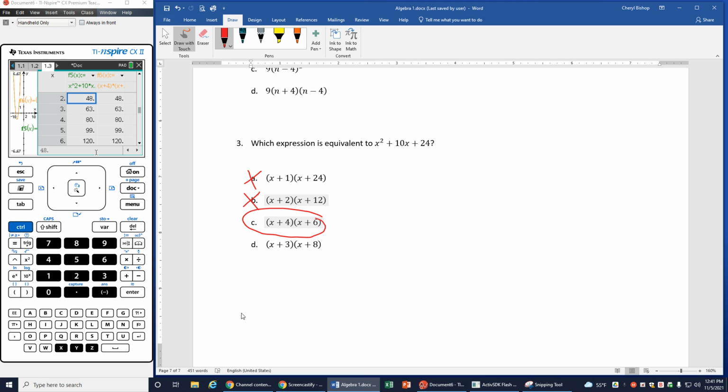Okay, so hopefully those calculator tips help when you're trying to find equivalent expressions. If you have any questions, make sure you check with your teacher or your tutor.